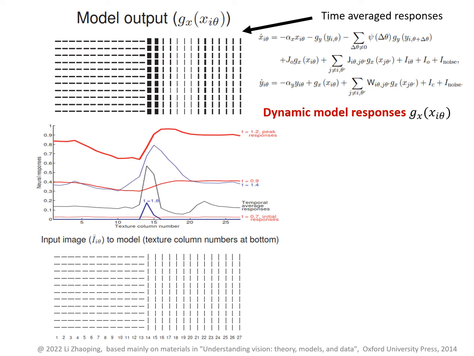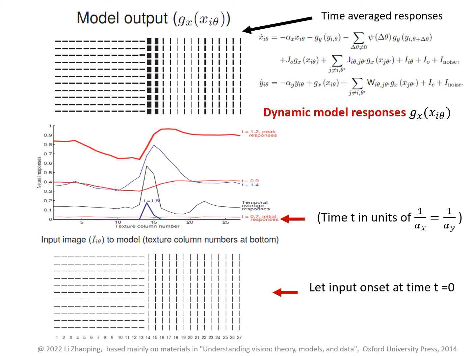Here is a plot of the responses across columns of textures with these column numbers 1, 2, 3, 4 as in the horizontal axis here, assuming that the model input appears at time 0. So these are response levels as function of columns at different time instances for each different curves.